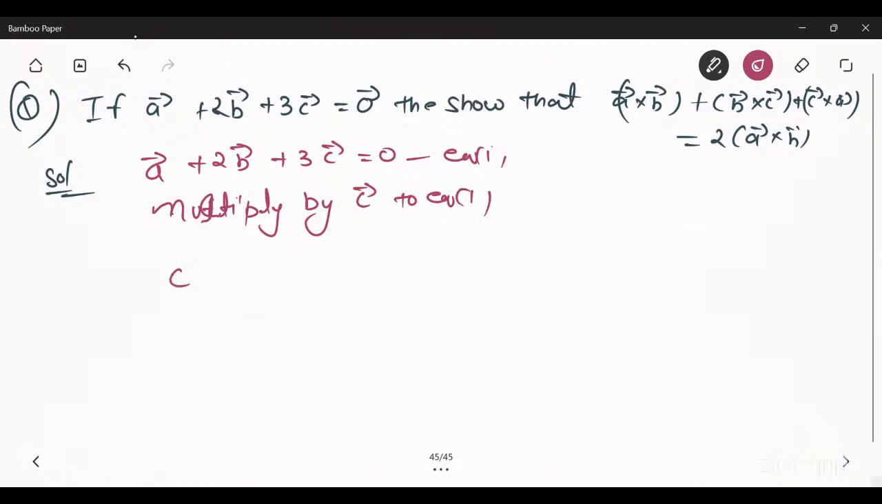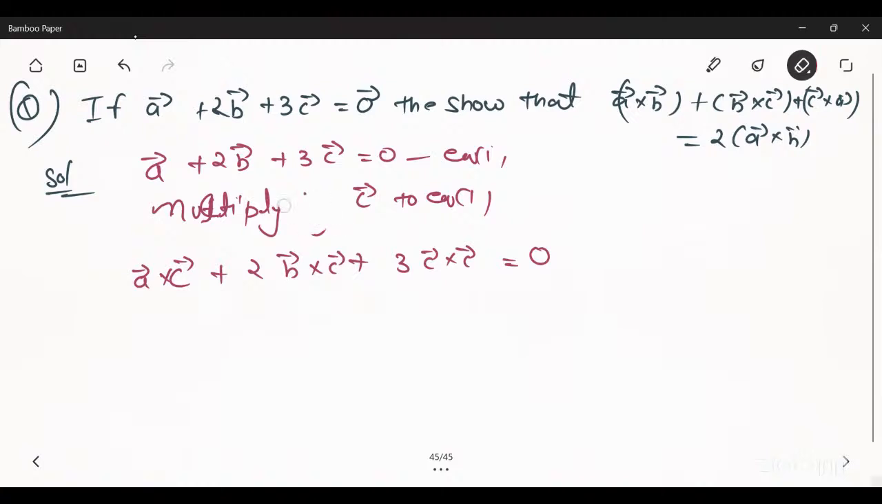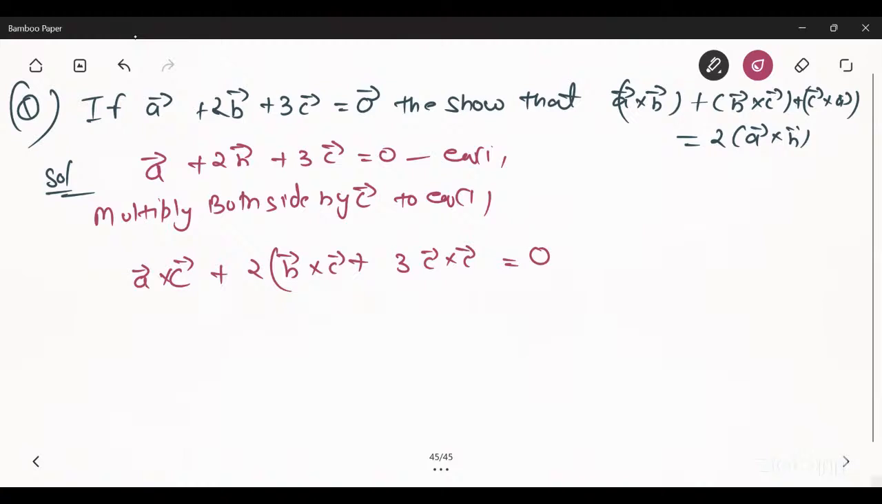So it will become A cross C plus 2 B cross C plus 3 C cross C is equal to 0 cross C, which is 0. Multiply both sides by C vector. We know that C cross C is always 0 because they have the same direction, angle theta equal to 0 degrees. So this is equal to 0.